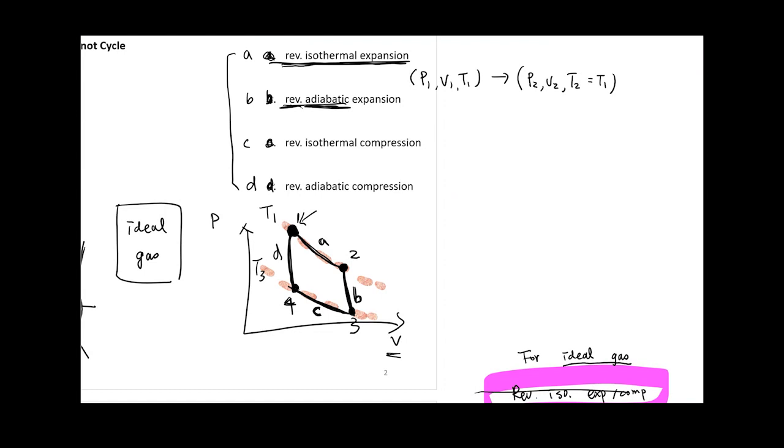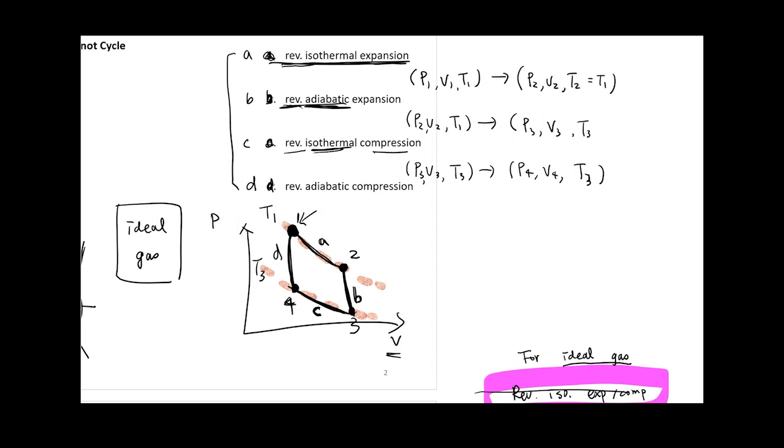And then you undergo a reversible adiabatic expansion. So we know you start from P2, V2, T1. It's going to expand into P3, V3. Now you go to T3. And then you undergo a reversible isothermal compression. That means you're going to go from P3, V3, T3 to P4, V4, T4, because it's isothermal, right? So T4 is equal to your T3.